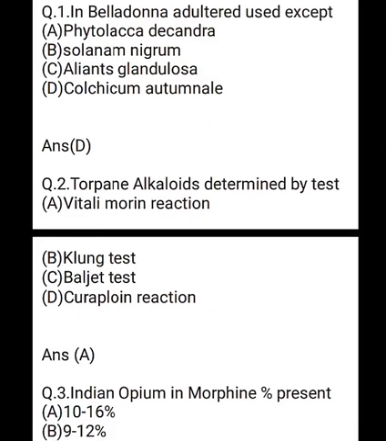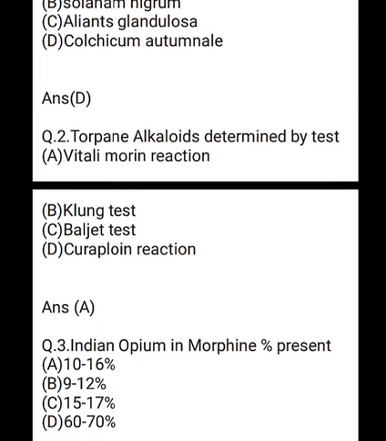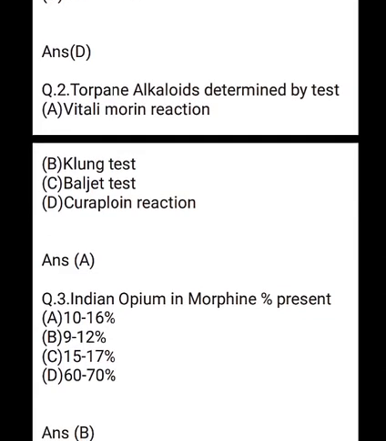Indian opium, morphine percentage present: option A, 10 to 16%; option B, 9 to 12%; option C, 15 to 17%; option D, 16 to 70%. The correct option is option B, 9 to 12%. In Persian opium 10 to 16% is present, and 15 to 17% in Yugoslavian opium.